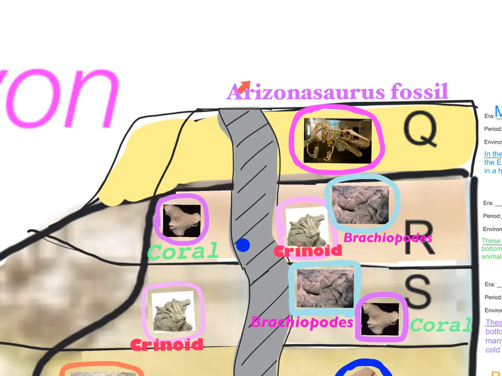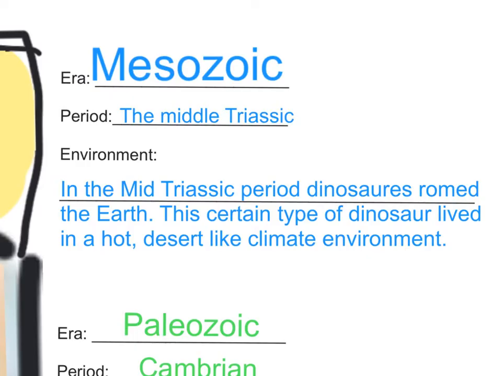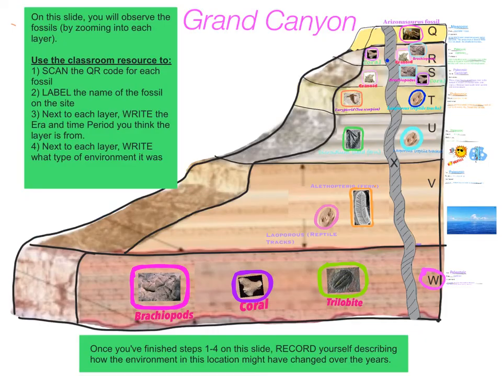Our last layer that appears in this site contains an Arizonosaurus fossil. This fossil is from the Mesozoic era during the mid-Triassic period, which was when dinosaurs roamed the earth. This dinosaur lived in a hot, dry, desert-like climate environment.